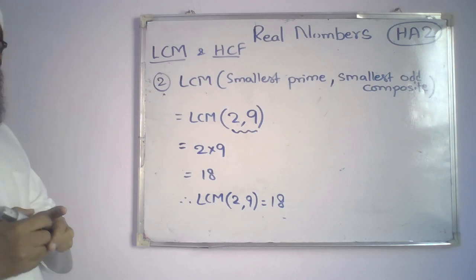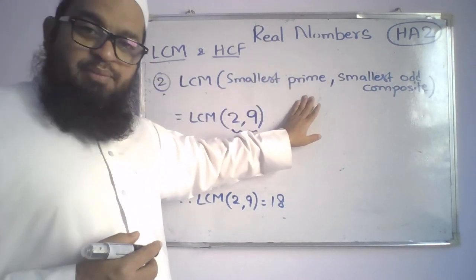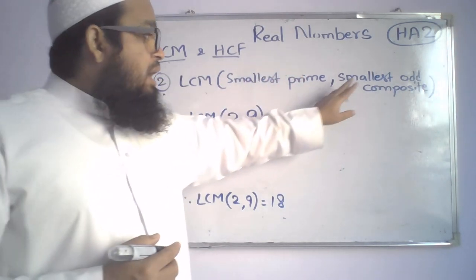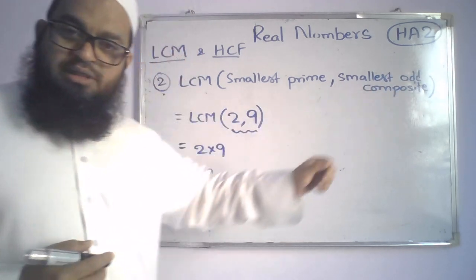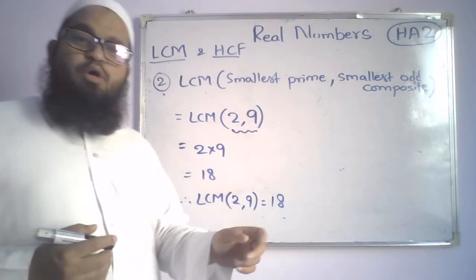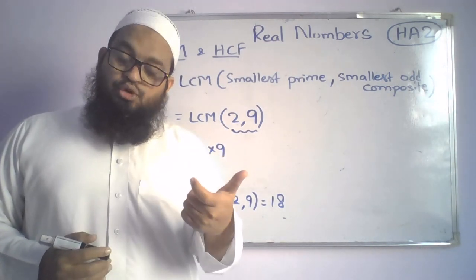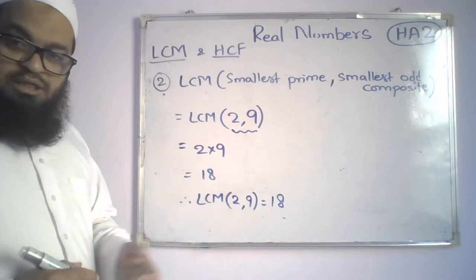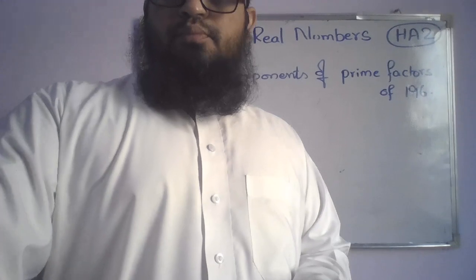I hope we have covered the concept of the smallest prime, 2, which is an even number, and the smallest odd composite number. That is the next concept we have studied here. And one more thing, the LCM of co-primes will always be the product of those two numbers. So these are the three concepts which we have studied. Let us see the third problem.